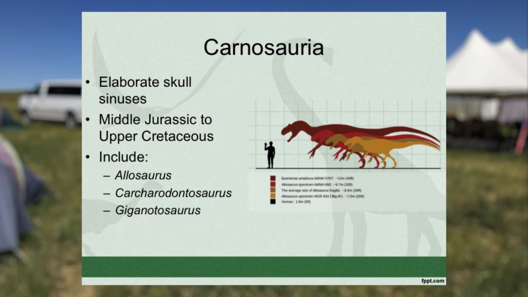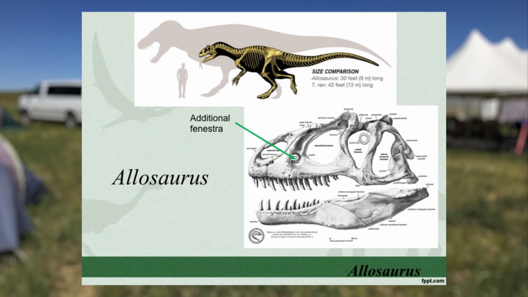And these are the big groups they included: Allosaur, Carcharodontosaurus, and Giganotosaurus. Big, big animals. Probably just as bad as T-Rex was. Allosaur, and this is a much better picture. You can see, look at the eye, it's kind of angled. It's not perfectly circular. We'll come back to that later. Very large nares, and then here's that additional fenestra in the skull. All right, so you're going to start to see this, and here's an Allosaur compared to a T-Rex.